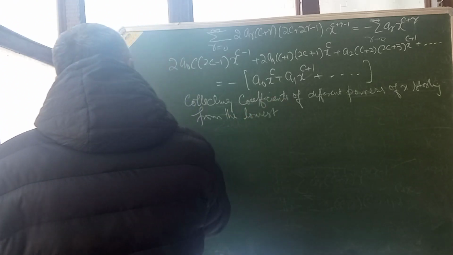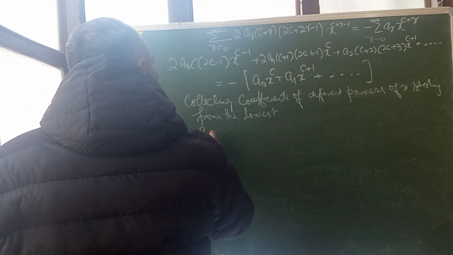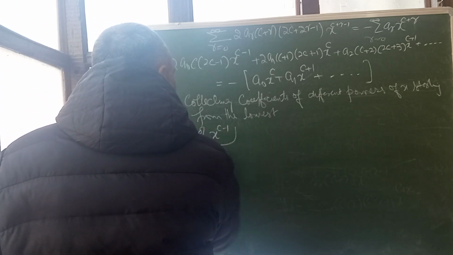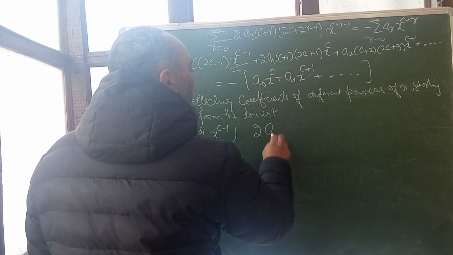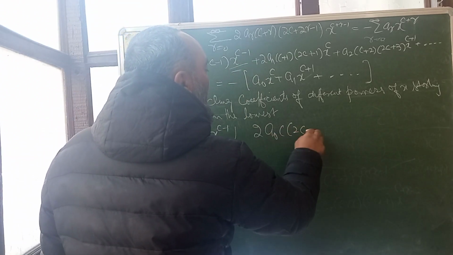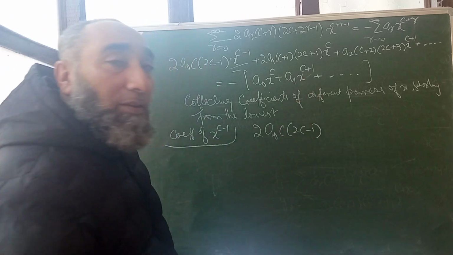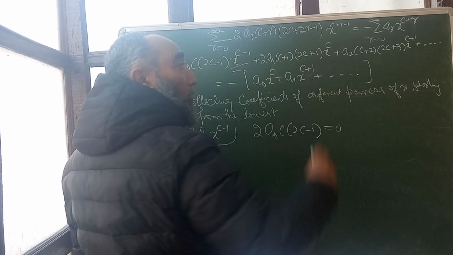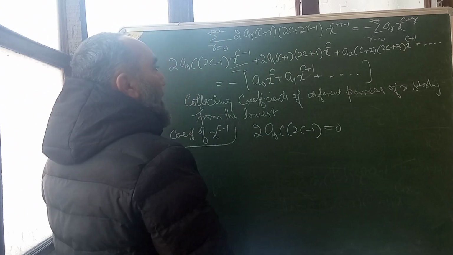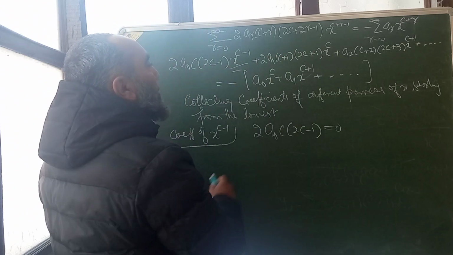You see, lowest coefficient. Coefficient of x to the power c minus 1. This is c minus 1. It gives twice a0 c into (2c minus 1). And right hand side you don't have x to the power c minus 1, so right hand side is 0. You have to collect coefficients on both sides. Okay? Collecting coefficients of different powers of x starting from the lowest.